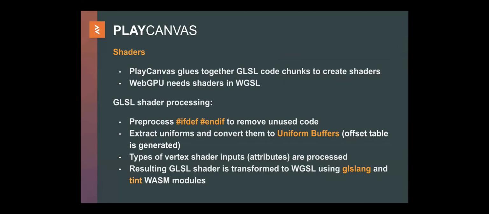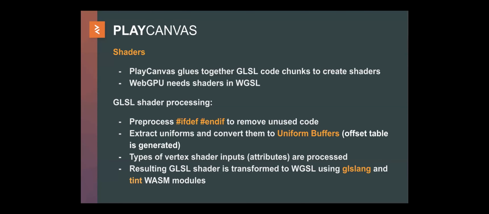Right, so PlayCanvas used GLSL code chunks and they were glued together to generate shaders for what the user needed based on their material configuration, textures loaded, and everything else. For WebGPU, we needed those in WGSL, and this is how we did it. So as a first step, we pre-process ifdefs in the shader to get rid of unused code, so then we can easily scan only what we care about.